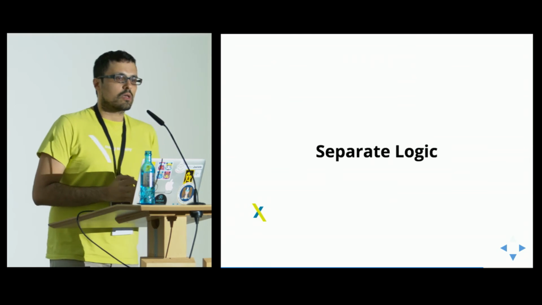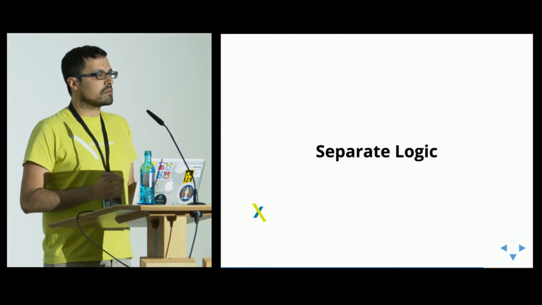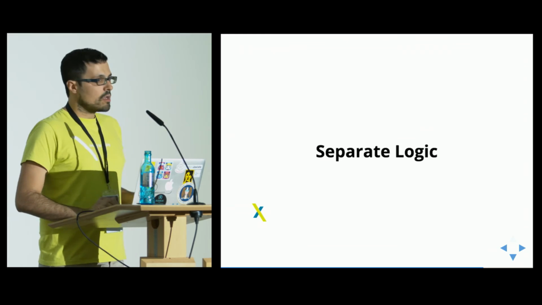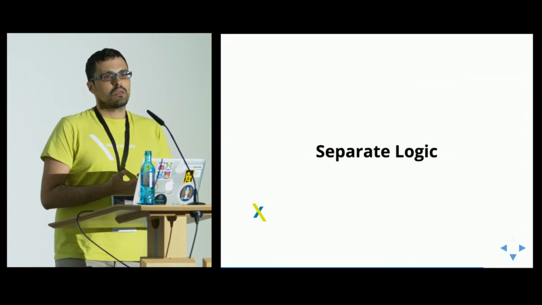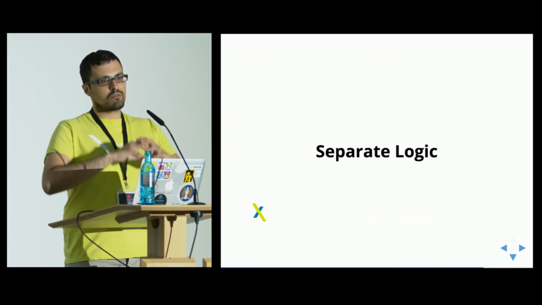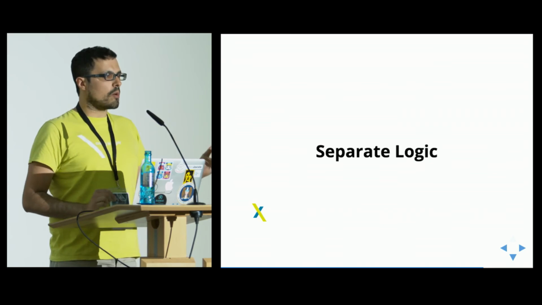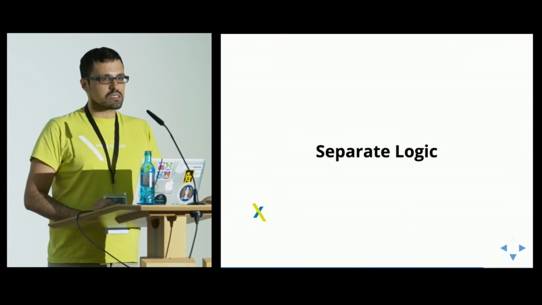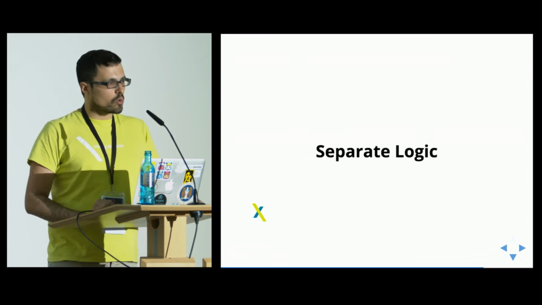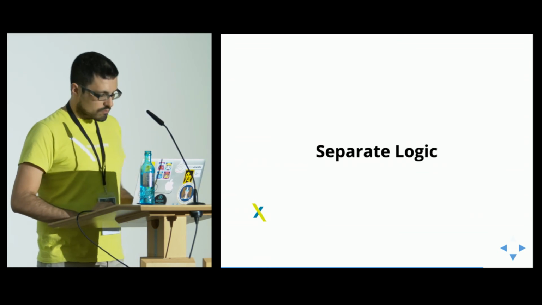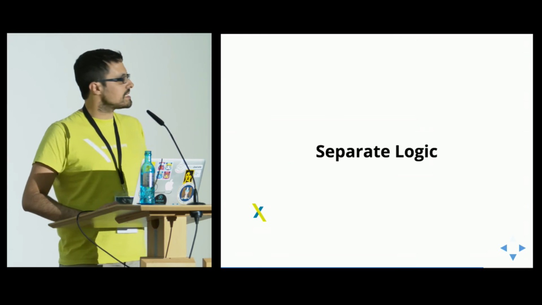Let's talk about how to separate logic. We have built our modular application, we have chosen our framework, we have defined our view with UI components. Now we have to write business logic. Let's think about where to put the code of your business logic. Let's try with a simple example.